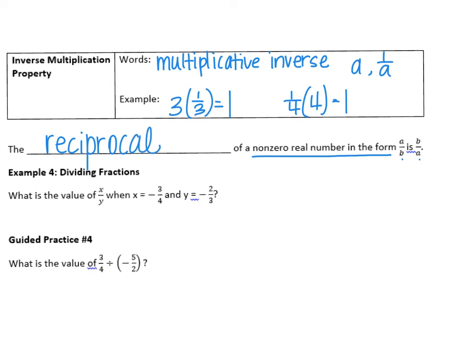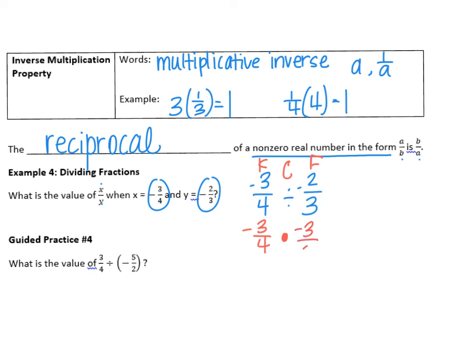Alright, example 4, dividing fractions. What is the value of x divided by y when x is negative 3/4 and y is negative 2/3? So they really want to know what is negative 3/4 divided by negative 2/3. When you divide fractions, I need you to keep, change, flip. So that's going to keep the first fraction like it is, change the division to multiplication, and then flip the second fraction, so negative 3 over 2.